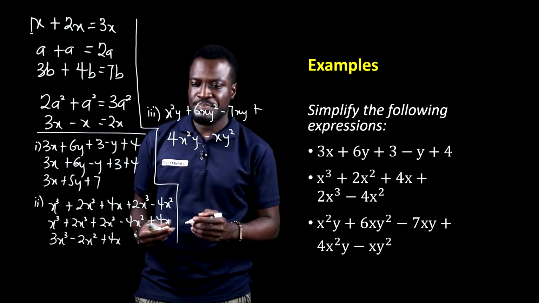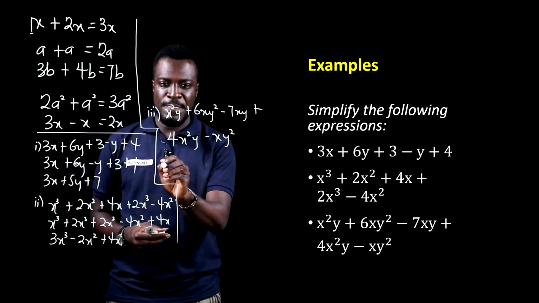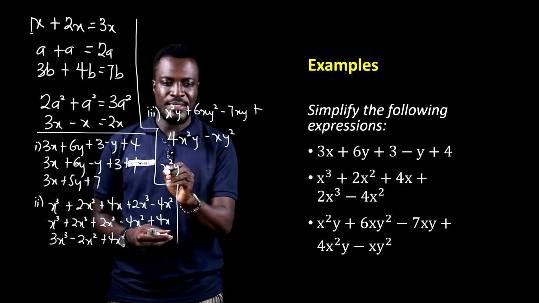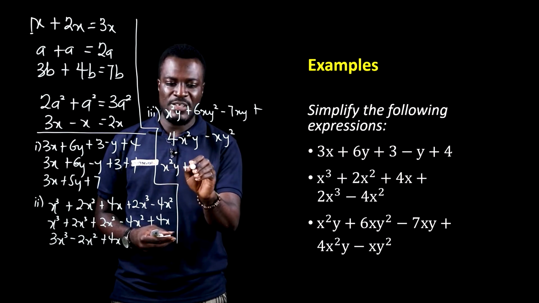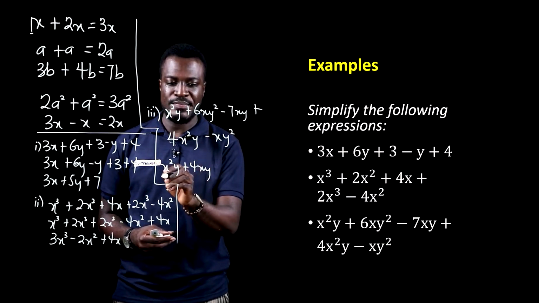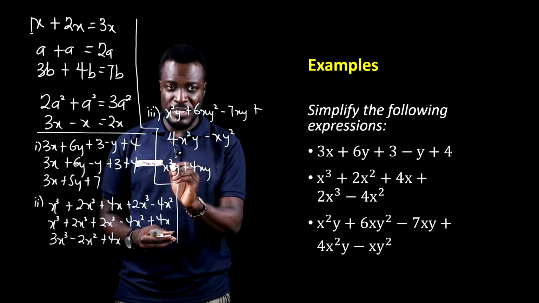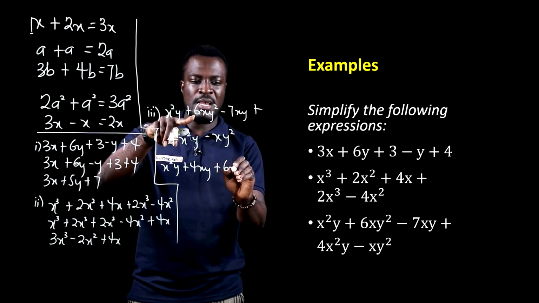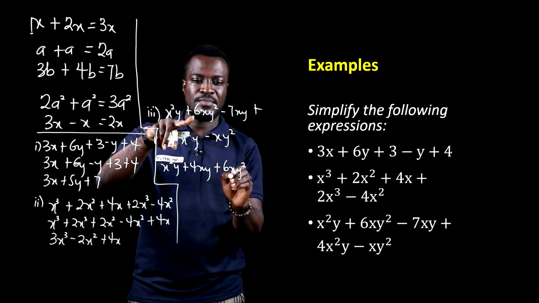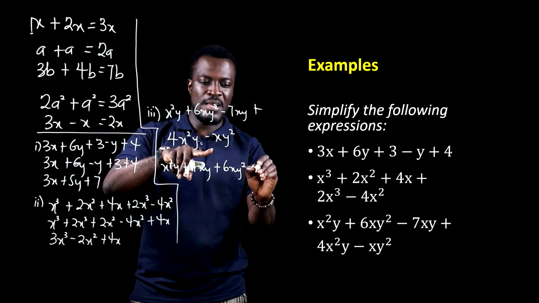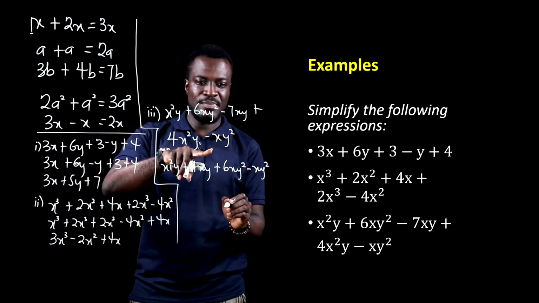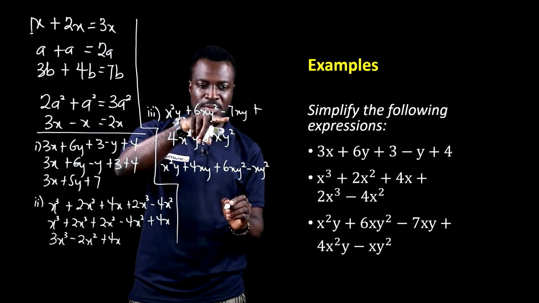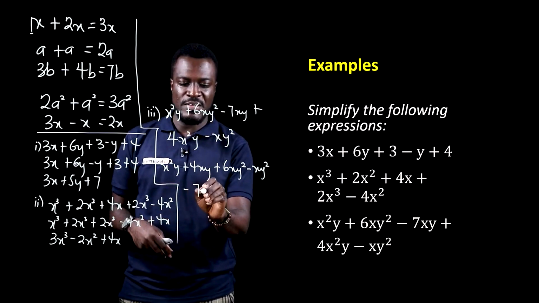So let's group them. So we have x squared y plus 4x squared y. I hope you understand. Plus, then we bring this one. 6xy squared minus xy squared. And then we bring this one. Minus 7xy.